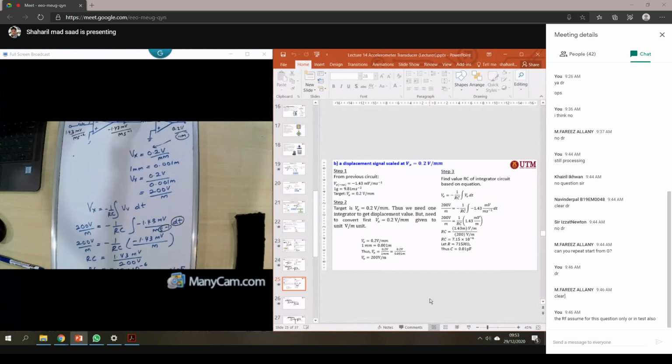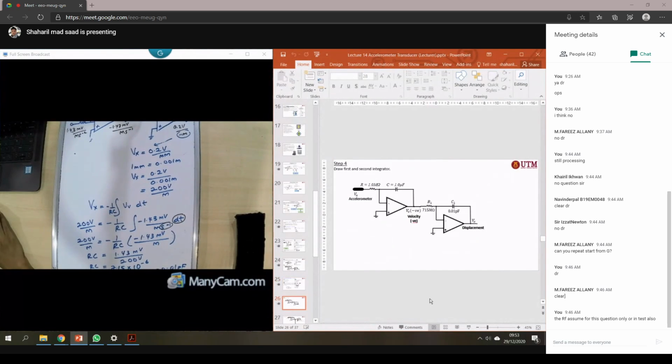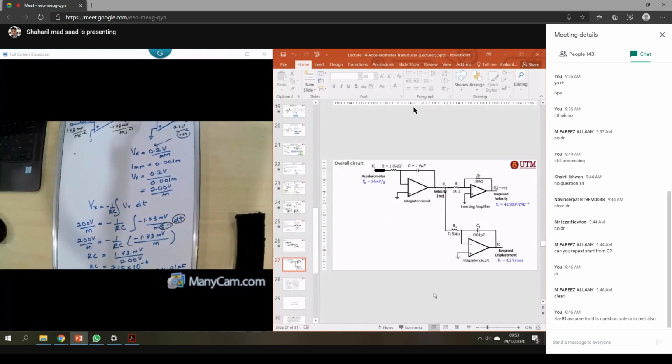Okay. Any question? All right. If you forgot, you can look back at this one. Okay. Any question? No. Yep. No question. Okay. This is the overall circuit, right? Overall circuit that you want in order to get the velocity and also the displacement. All right, guys.